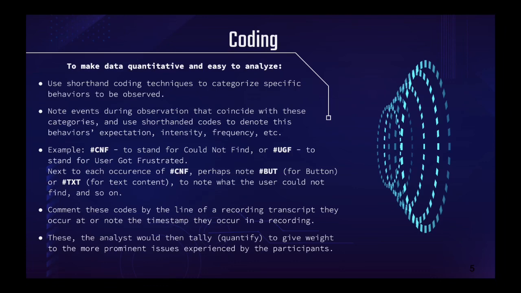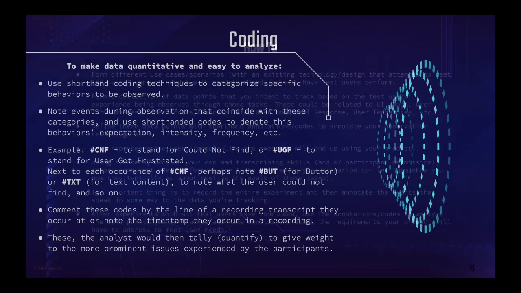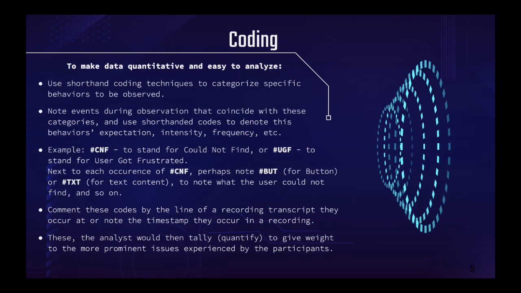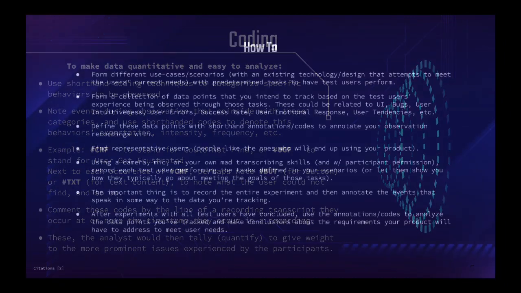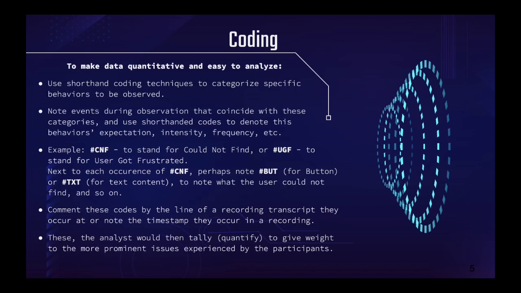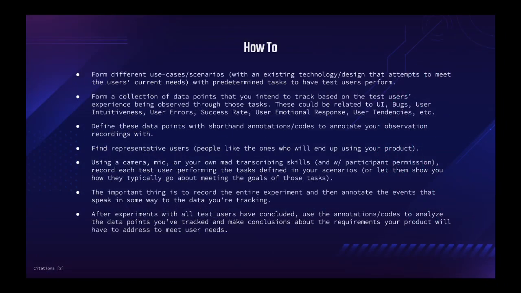To add detail to each occurrence of this interaction, mark things such as BUT or TXT for buttons or text that show the user could not find that item. Or if a user complains an action took too long, mark that event as TTL for took too long. If the user expected it to take a certain time, mark how long the user expected the wait to be. This form of coding is meant to be very customizable to fit the needs of the analyst.